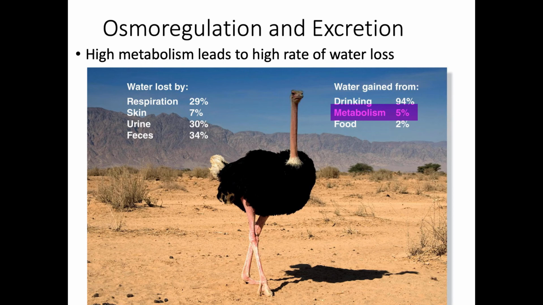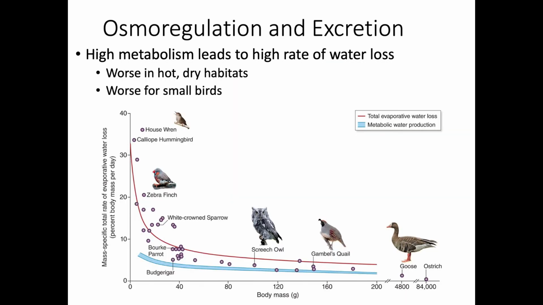That makes metabolic water. Well, remember we talked about the mass-specific metabolism being greater in smaller birds, and so because high metabolism leads to high rates of water loss, this is going to be a much bigger problem for small birds and also birds in hot, dry habitats. But some birds can actually get close to relying completely on metabolically produced water and really don't need much in the way of external water sources. So something like a Gambel's quail that lives in a desert can rely almost entirely on metabolic water production.